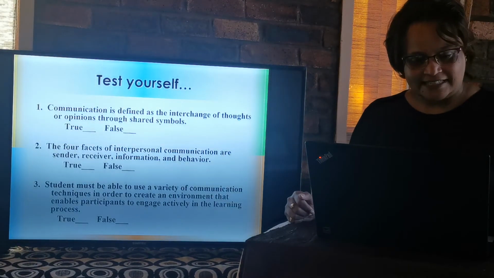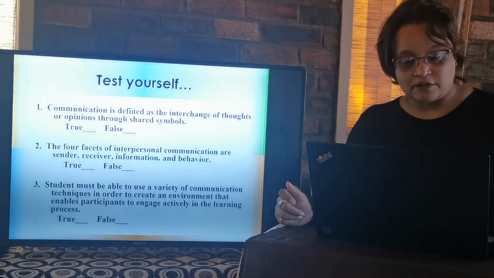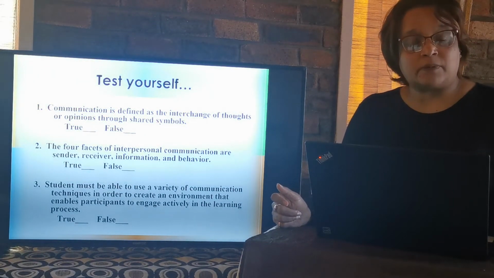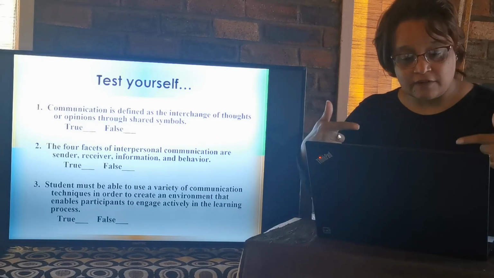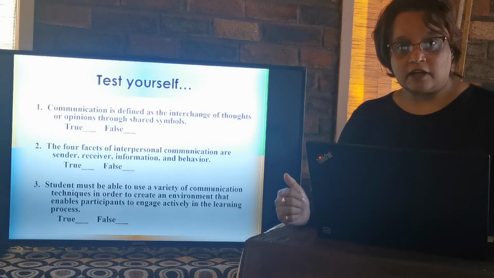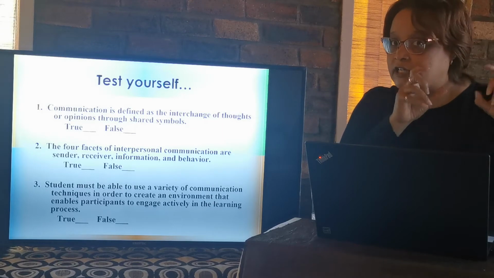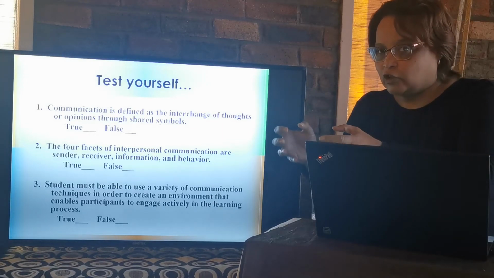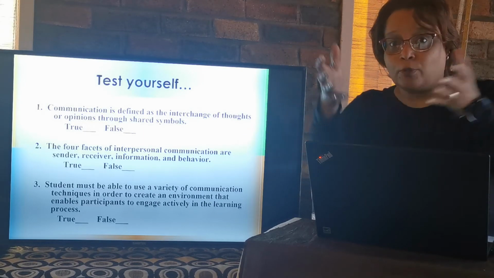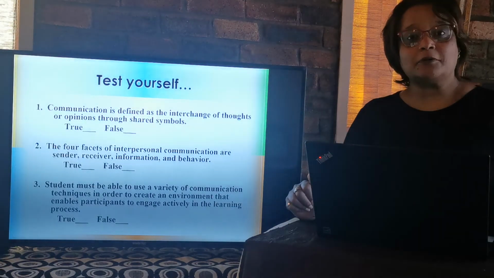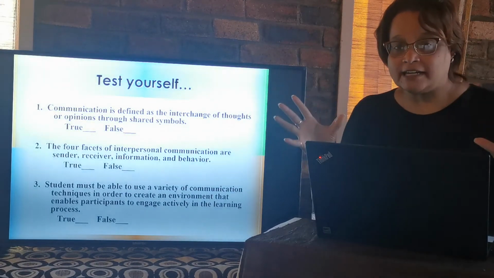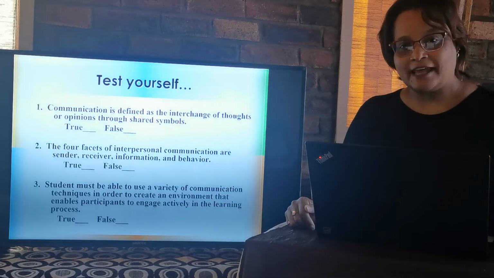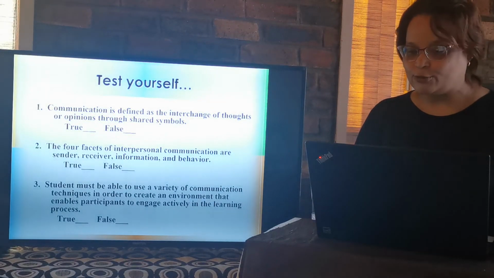true. Student must be able to use a variety of communication techniques in order to create an environment that enables participants to engage actively in the learning process. So you cannot use the UNISA business scenario with toddlers. You cannot use the toddler scenarios with a group of students. So yes, different techniques need to be used when communicating. So yes, it is all true.